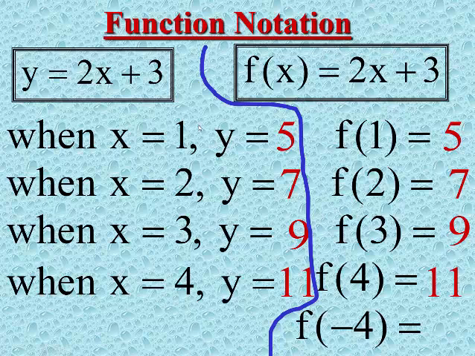Now when I say what is f of negative 4, notice how it's not over here. Well, I'm just going to replace negative 4 in for x. So 2 times negative 4 is negative 8. Negative 8 plus 3 gets me negative 5. That's all I did there.